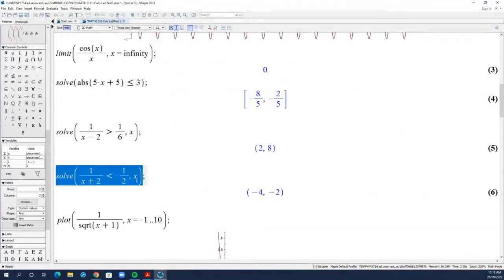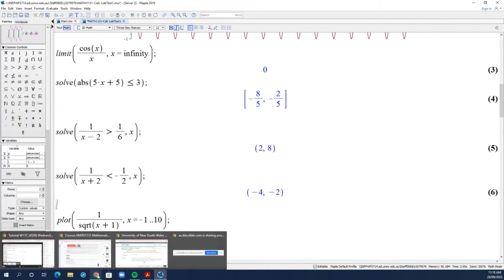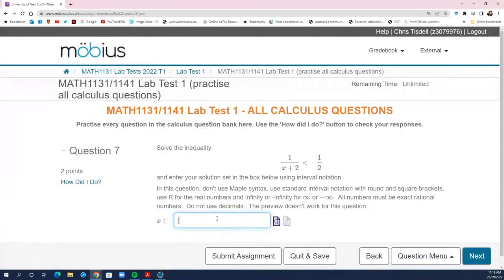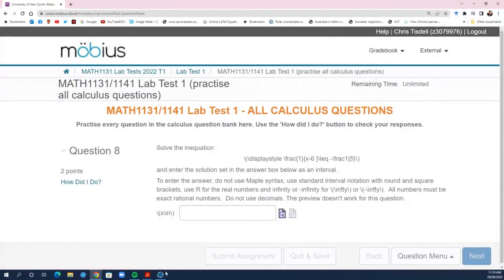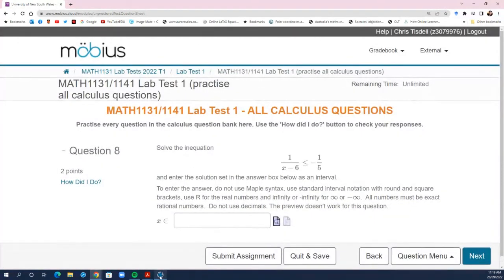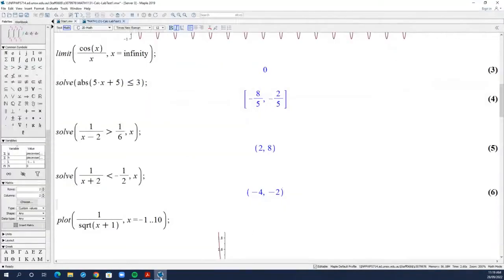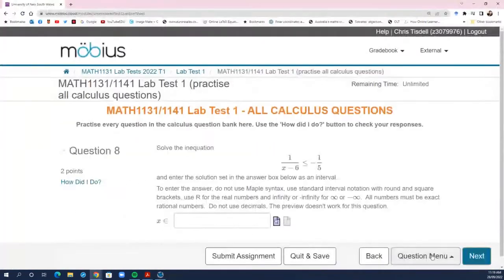So if I code it up in Maple, it gives me this interval here. So I can go back to this. Okay, again, the preview doesn't work, but how did I do? Yay! Okay. So you can definitely see a style of question coming out here. There's lots of repeated type questions. Okay, I don't have that one.